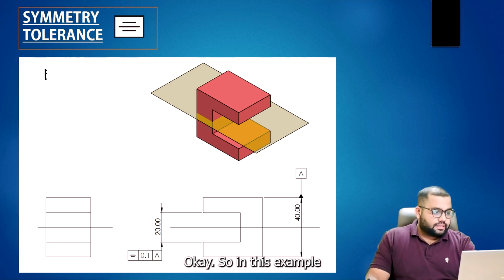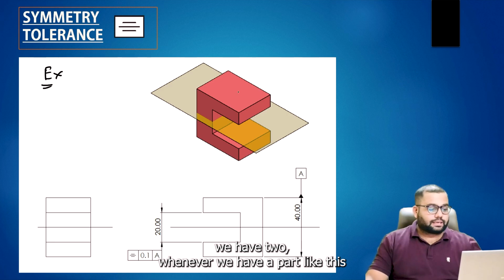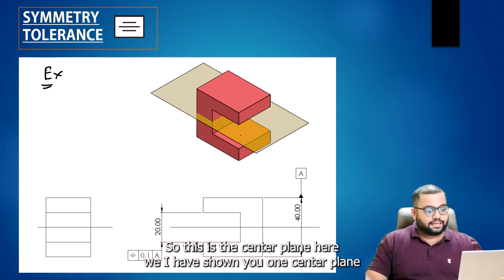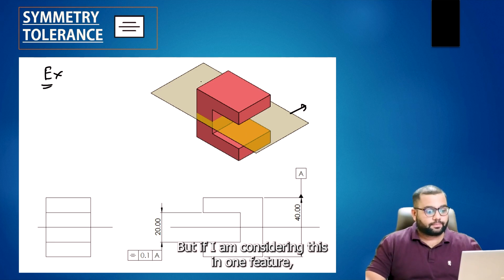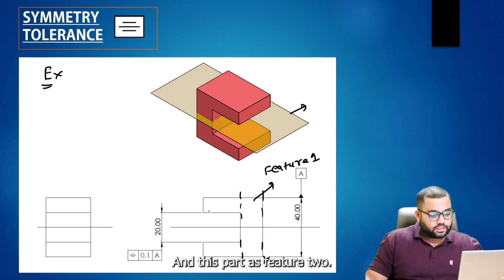In this example, whenever we have a part like this, you have a center plane. Here I have shown one center plane throughout the part. But if I consider this part as feature 1, and this part as feature 2, both parts have different planes.